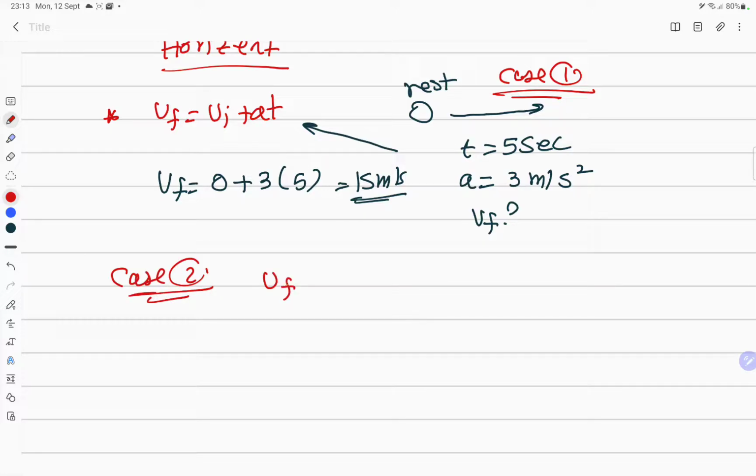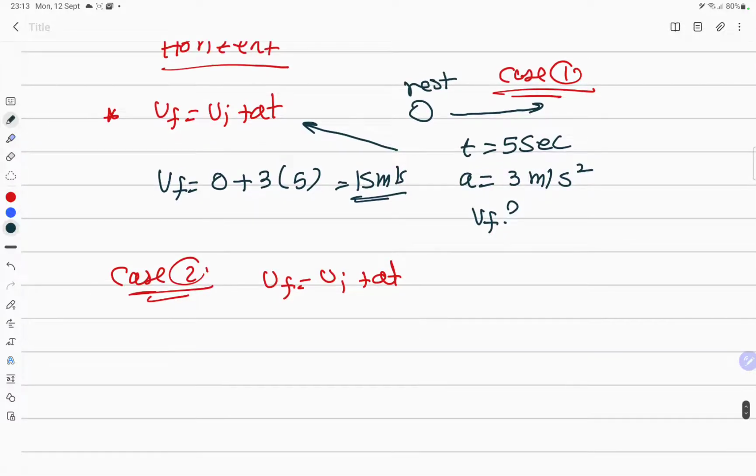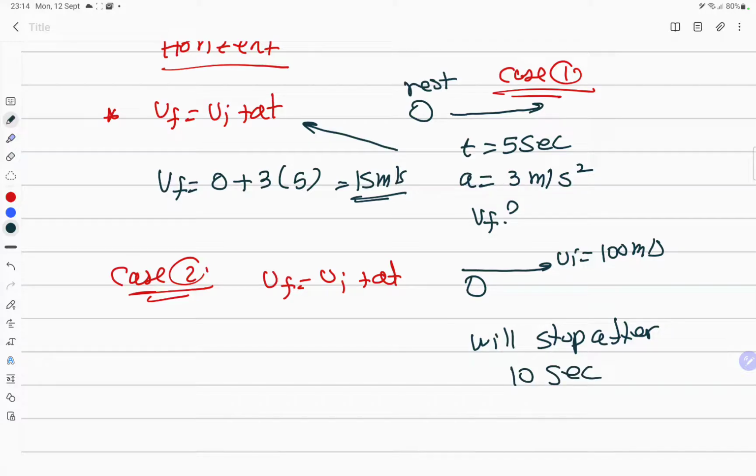Same equation, which is v final is equal v initial plus at. Let's say an object also moving with a v initial is equal 100 meter per second, and this body will stop after 10 seconds. Find the acceleration. Okay, the body will stop معناته الجسم راح يتحرك will move then at the end ايش stop.